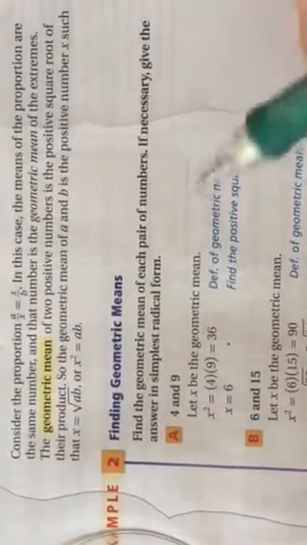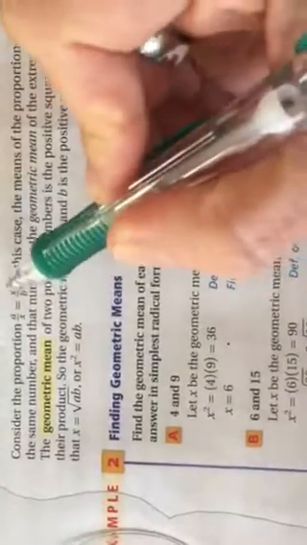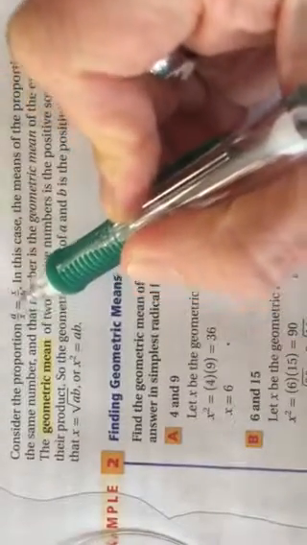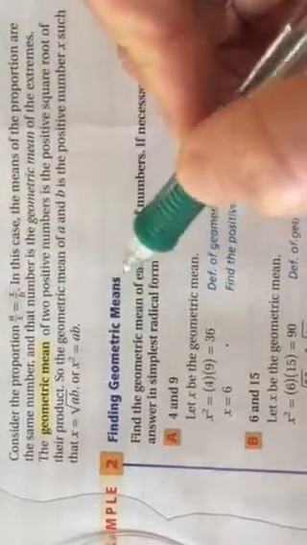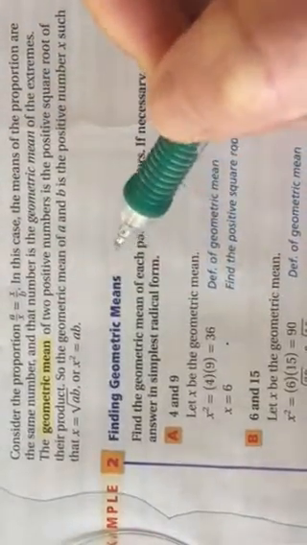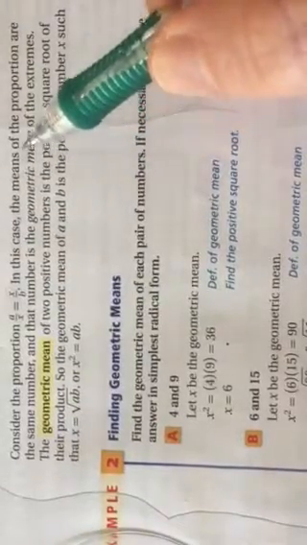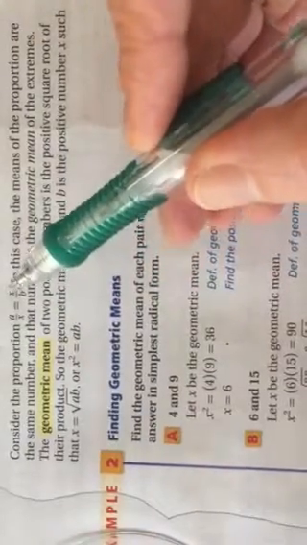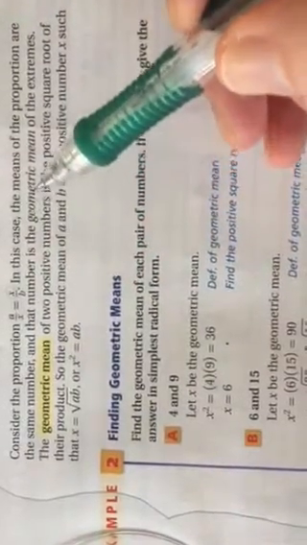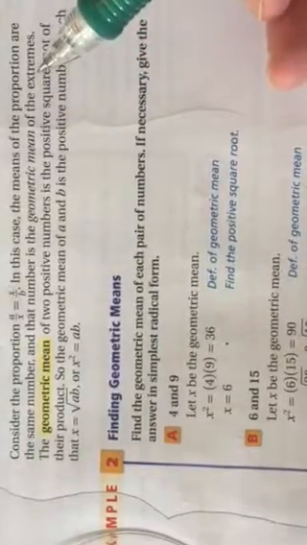Do you remember we studied this in the last lesson? That these two numbers, or in this case variables, are the means, and the first and last are the extremes, which makes sense. So the means of the proportion are the same number here. We have an X here and an X here. That number is the geometric mean of the extremes A and B.